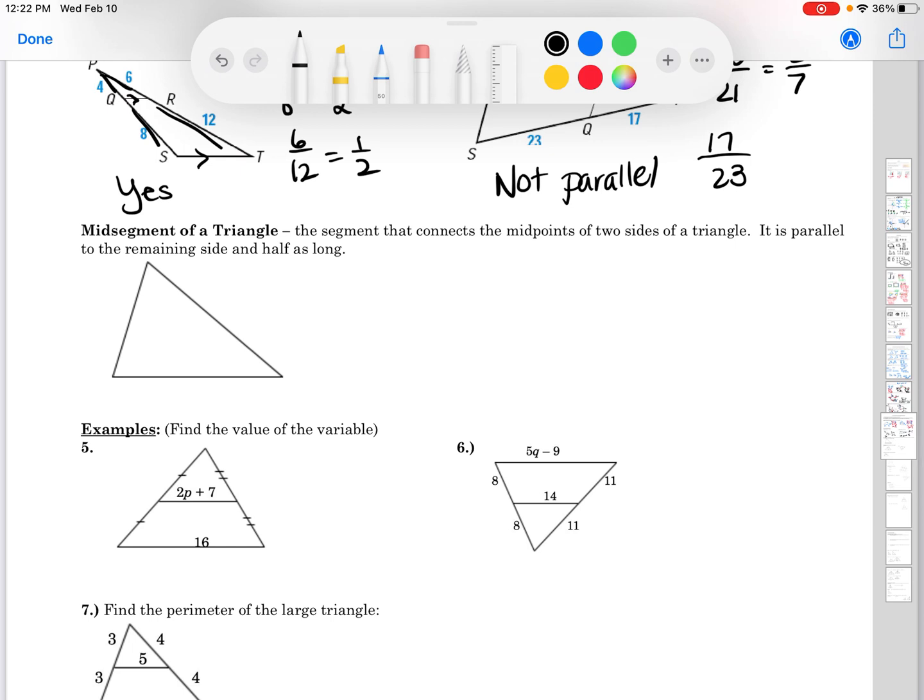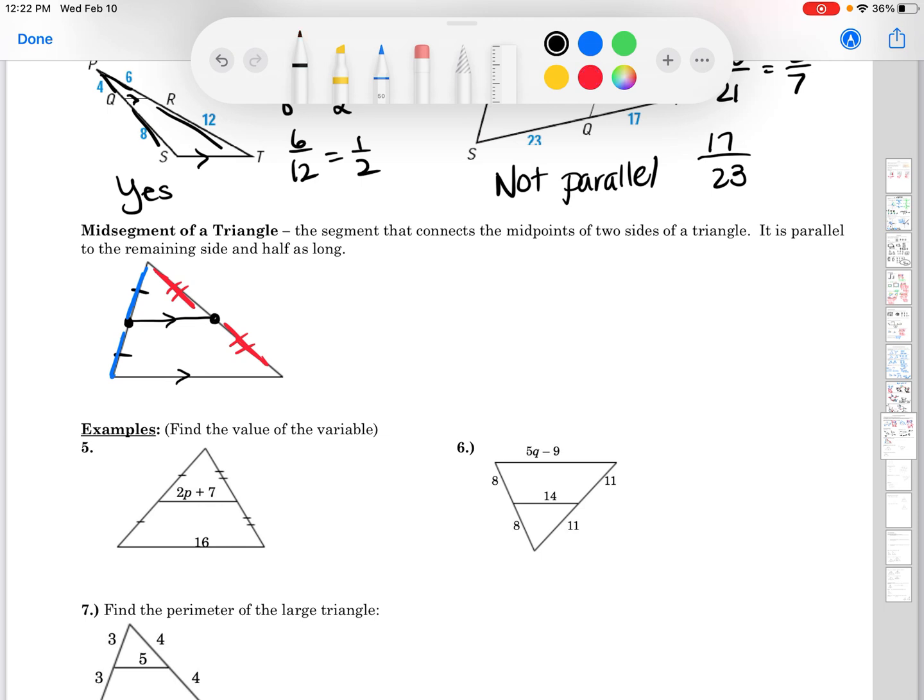We also have the mid-segment of a triangle, and the mid-segment of a triangle is the segment that connects the midpoints of two sides of the triangle, and it's parallel to the remaining side. So we have the midpoint of each of the sides of the triangle. This is parallel to the base, and that means if it's the midpoint that these two portions, here and here, are going to be congruent to each other, and that these two portions, here and here, are congruent to each other.